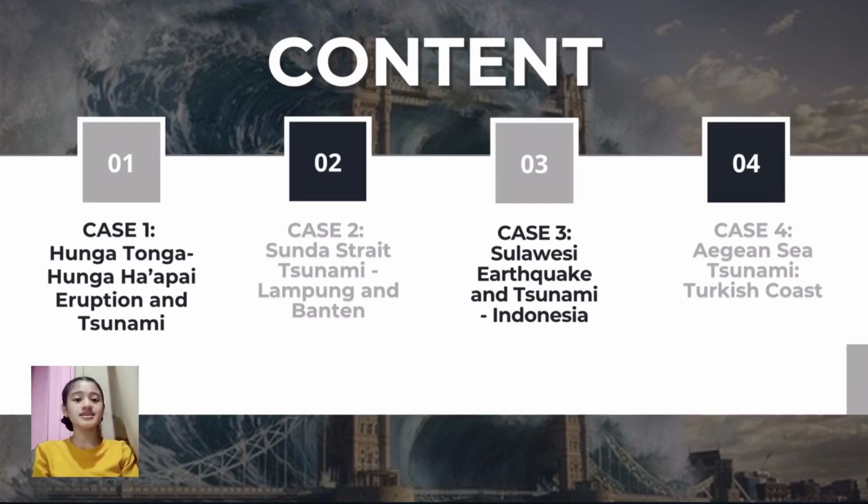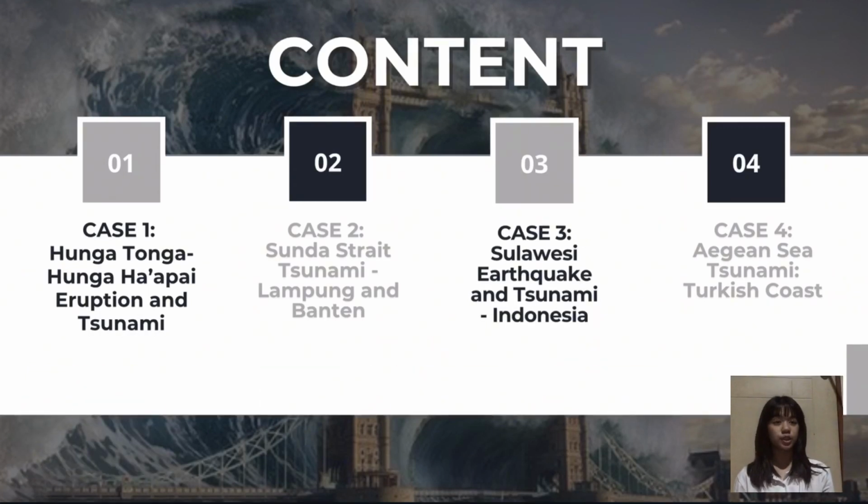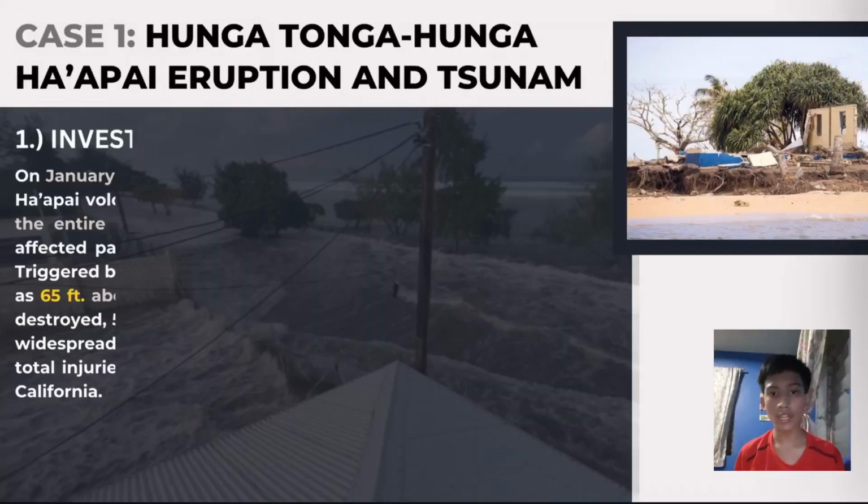So here are the contents for this tsunami case analysis. The first case is the Hunga Tonga Hunga Ha'apai eruption and tsunami. Then the second case is the Sunda Strait tsunami. Let us not forget about the third case, which is the Sulawesi earthquake and tsunami. And last but not the least, the Aegean Sea tsunami of 2020. So let us start with the first case.